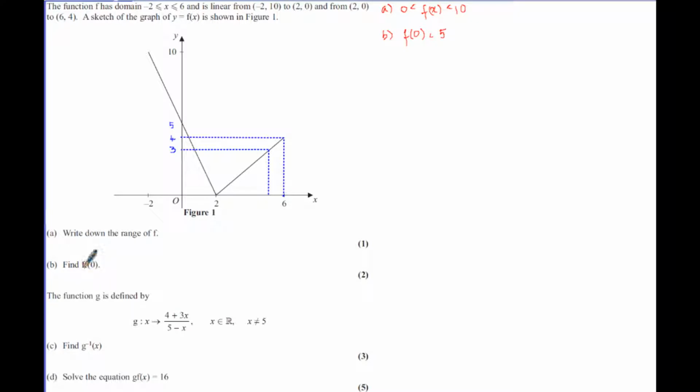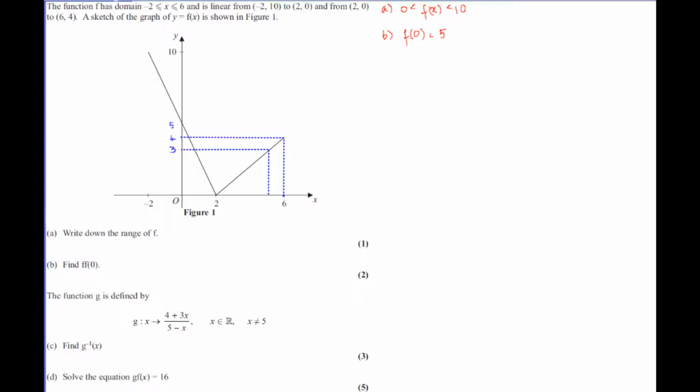So part B, we've got to put 0 into our function f, and then the answer to that we put into our function f. So 0 into our function gives us 5, and we've got to put 5 into my function. Now I've put there that if I put x equals 5, it relates to y equals 3. Well, why does that happen?